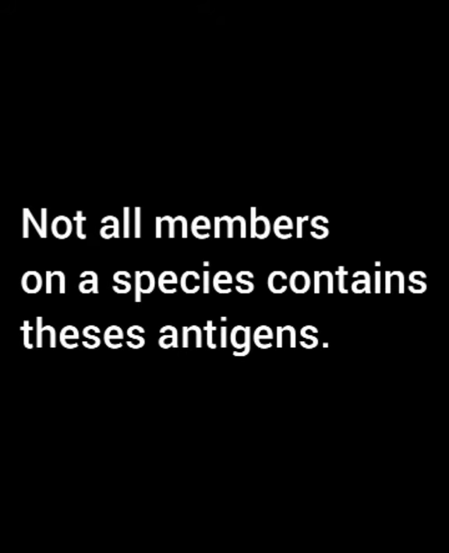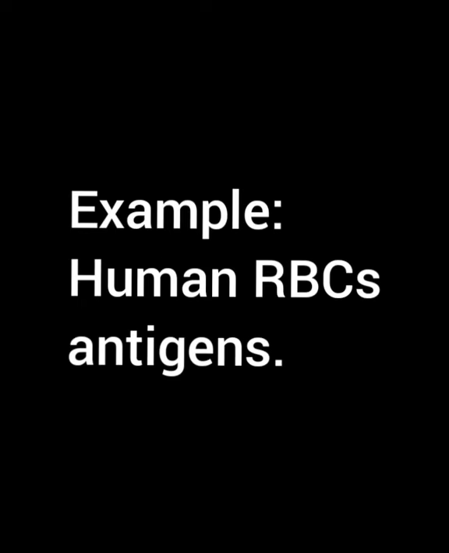Isospecificity means that certain antigens are not present in every individual belonging to the same species. The best example is human RBC antigens. These antigens are present only in certain individuals of a species. That is the reason why we have different blood groups.